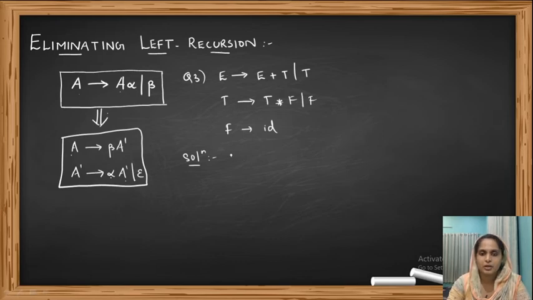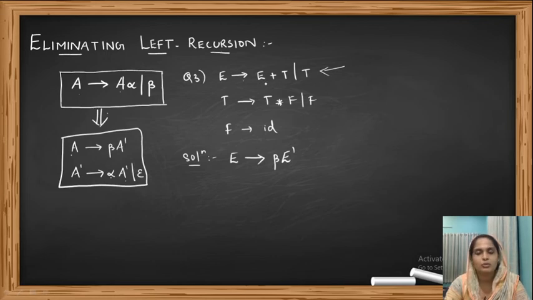In the case of the E production, it will be converted to E produces beta E dash. So what's the value of beta? Let's check the values of beta and alpha here. Okay. It is the E production, right? E produces... whatever comes after E will be our alpha 1, or simply alpha. So here we can see plus T. Plus T is our alpha and this other term doesn't start with capital E, right? So this is our beta.